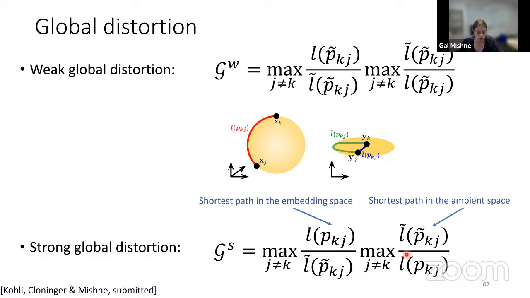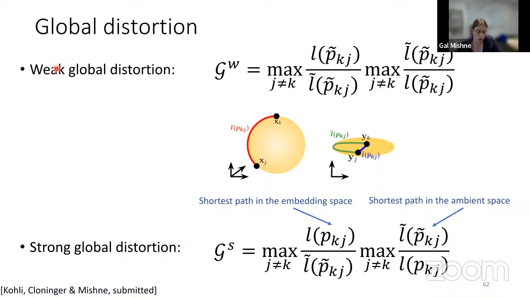So we have derived 2 different measures, which we call weak and strong global distortion. And what they look at is, rather than pairwise distances between points, they look at the geodesics. So we look at paths in both the ambient space and the embedding and see whether these paths are distorted as we go from the high dimensional ambient space to the low dimensional embedding.